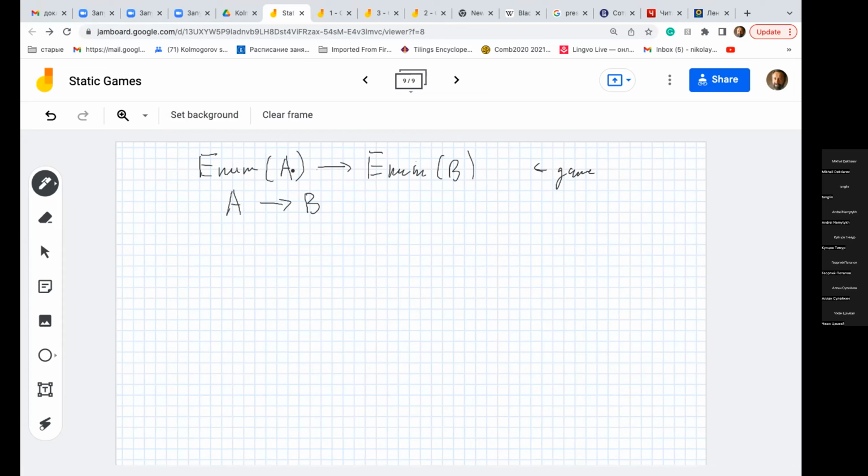Just singletons, just set, right? And then we have Medvedev problem enumerate A, and Medvedev problem enumerate B. And then we have a Medvedev problem enumerate A implies enumerate B. This Medvedev problem asks us to enumerate a set of instructions which, being applied to any enumeration of A, produce B.